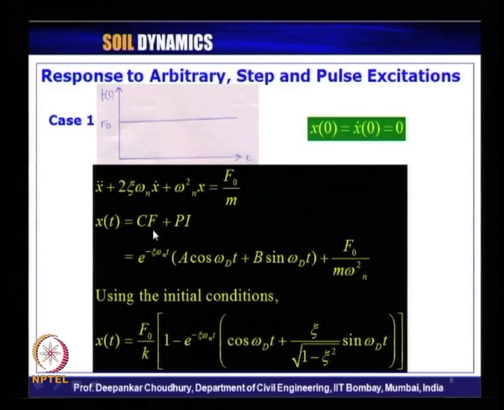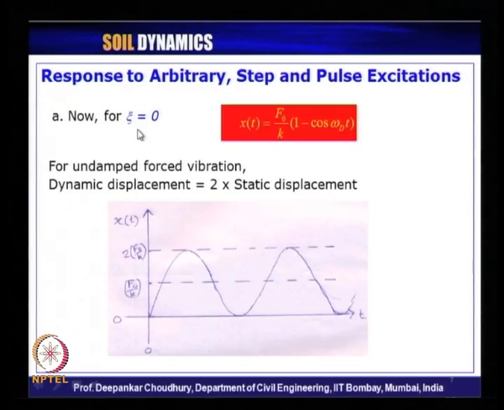Then we have seen the complementary function and particular integral, the complete solution, and then using the initial conditions we got the complete solution of the system like this. If we consider the undamped system, that is with damping ratio equals 0, the solution is a harmonic function oscillating about the base axis f naught by k, which is nothing but our static displacement, and the maximum dynamic displacement can be 2 times that. So, our dynamic magnification factor for this problem is nothing but 2, and the response we got like this.